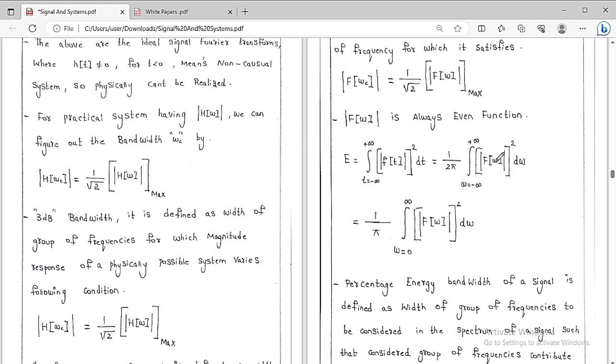So this is an even function, right? Mod of F of omega, the magnitude spectrum, is an even function. So now it will become 1 by 2 pi into 2 times integration from omega equals 0 to infinity of mod of F of omega whole square d omega. So the 2 cancels, and we get 1 by pi integration from omega equals 0 to infinity of mod of F of omega whole square d omega.